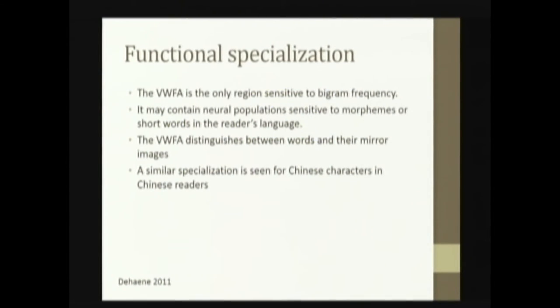It might even be able to understand morphemes, like a short part of a word, or a small word in the reader's language, and might have its own neurons that can recognize the word "and", for example. As I mentioned, you can distinguish between a word and its mirror image, and similar specialization in these neurons is also seen for Chinese characters, which are very numerous.